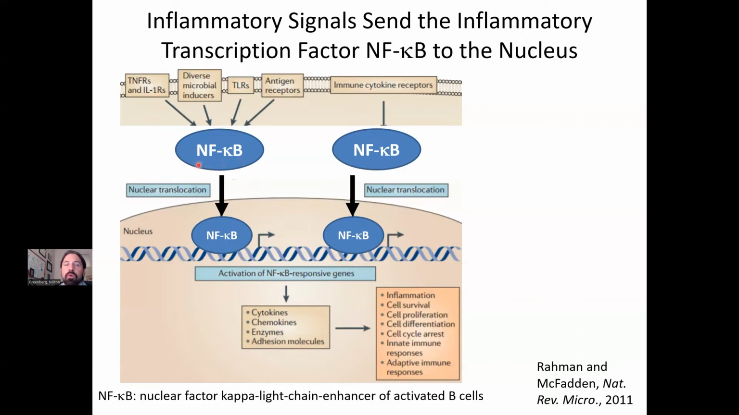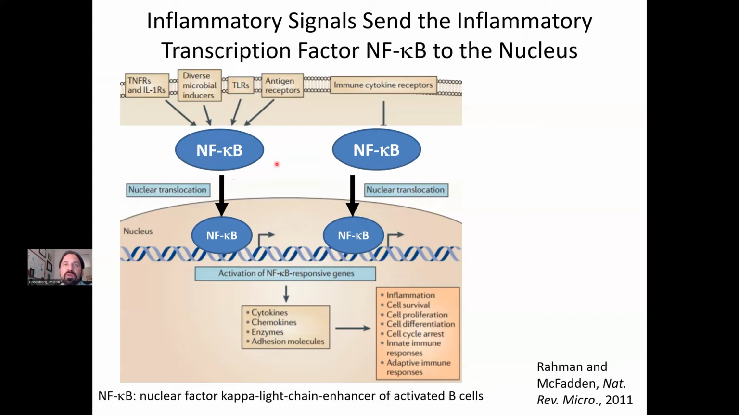NF-kappa B won a Nobel Prize for this discovery a couple decades ago now, and it stands for nuclear factor kappa light chain enhancer of activated B cells. You don't need to know this, but just know that NF-kappa B is a master regulator of inflammation, very important for driving inflammatory responses in almost all cell types.